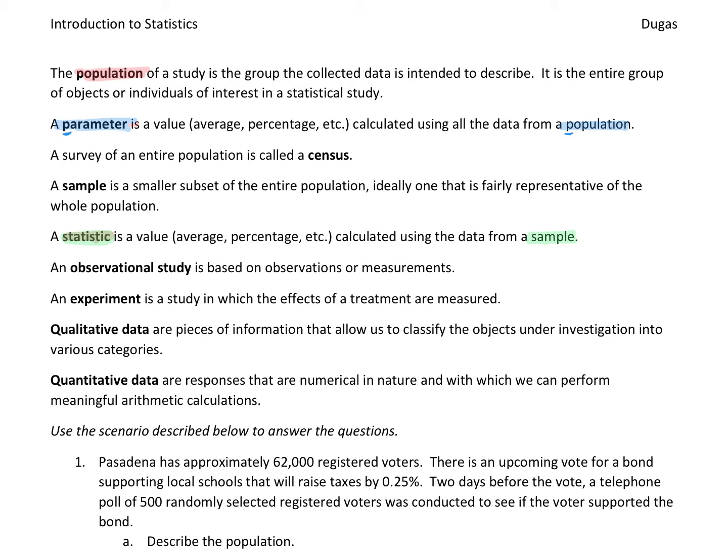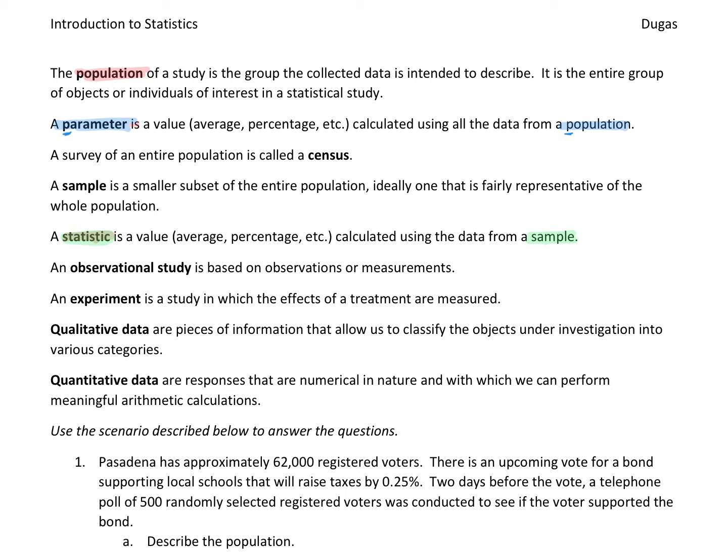A sample is a smaller subset of the entire population, and ideally you want a sample that represents your population. So if your population is diverse, let's say your population is half Caucasian, half African American, you wouldn't want your whole sample to be Caucasian. You also wouldn't want your whole sample to be African American, because either of those samples probably would not represent your population as a whole. So ideally, you want your sample to mimic your population as much as realistically possible.